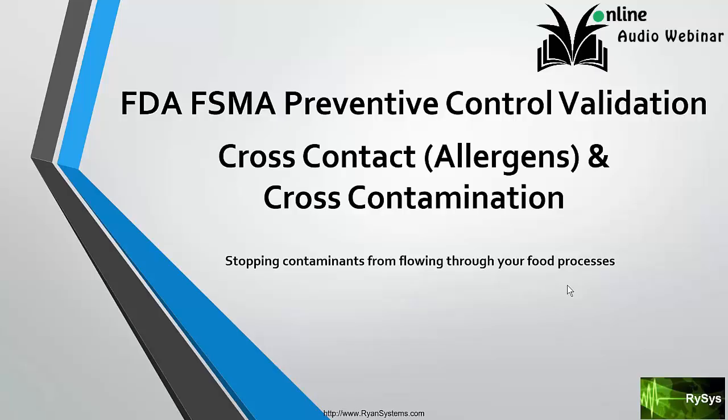We're going to do 3 or 4 major sections. I'm going to go through preventive controls and validation of preventive controls, cross-contact, allergens, and cross-contamination. The goal is for you to be able to stop contaminants from flowing through your food processes, and that includes everything from the supplier through to your customer.